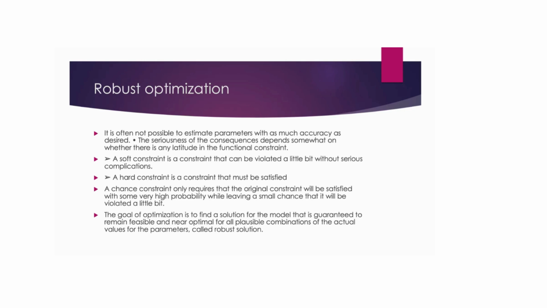So that's an example of a latitude we're talking about here. Now, a soft constraint is a constraint that can be violated a little bit without serious complications. What is this about? So I'll give you an example.